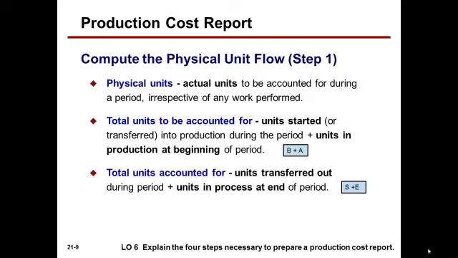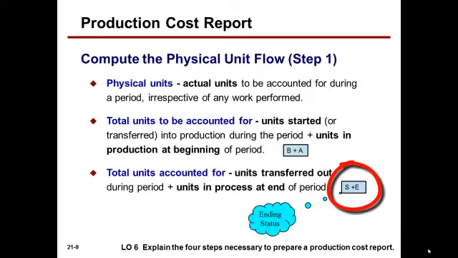Step 1. Okay, let's recap what's happening in this step. We are dealing with physical units that can be observed. Total units to be accounted for. This is the B plus A, beginning work in process inventory for the month, plus additions of newly started units in the month, and determining their ending status at month end.